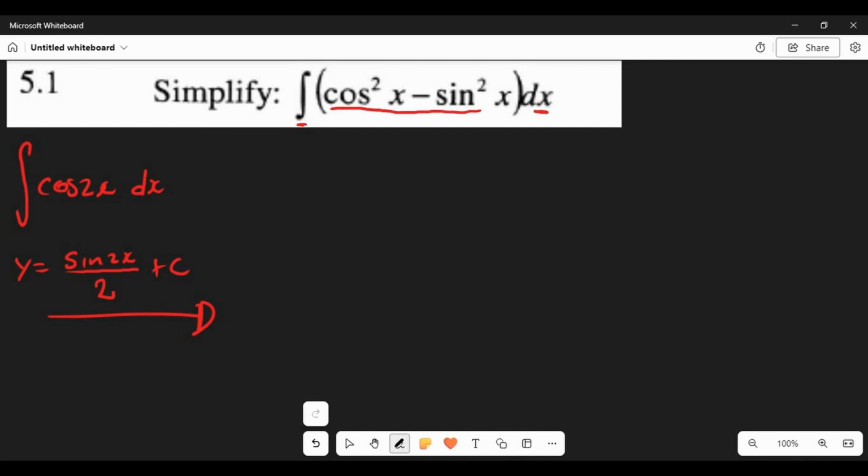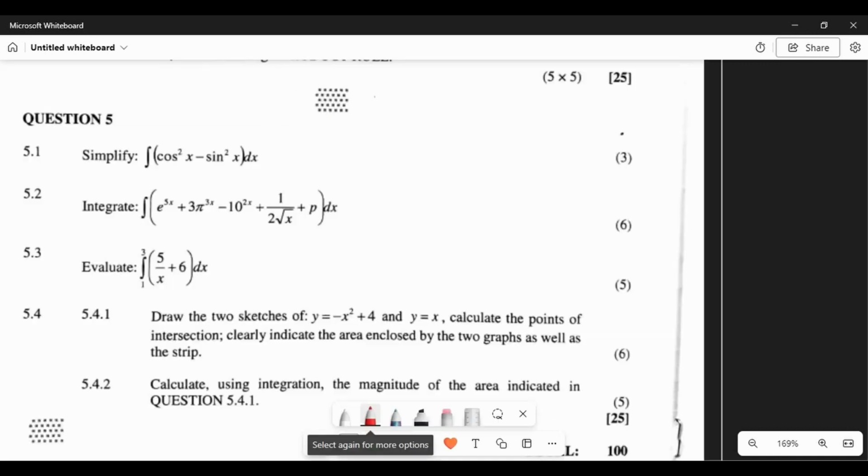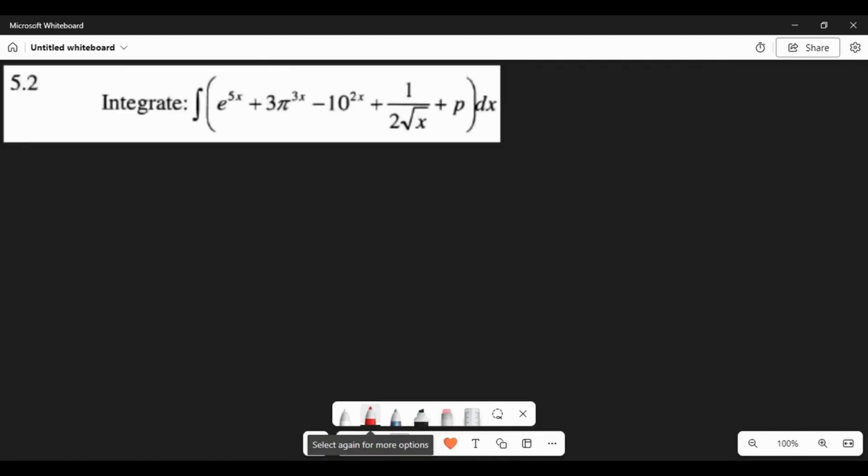And guys, we are done with 5.1. Let's go and do 5.2. So let's look at question 5.2. Now question 5.2, they want us to integrate the following expression here. So I'm going to copy that question, paste it where there is a space, and we solve it. As you can see, they want us to integrate the following here.